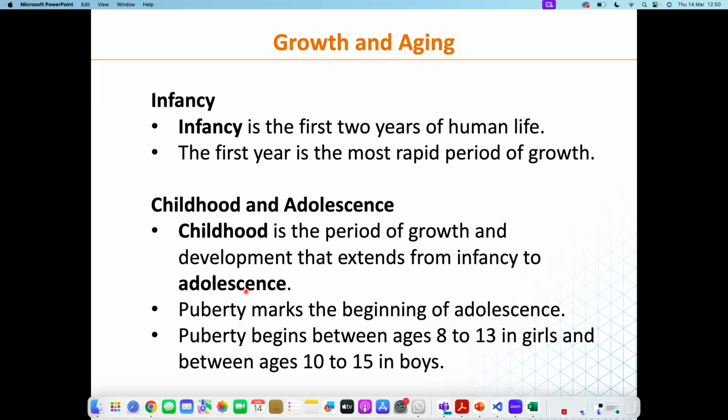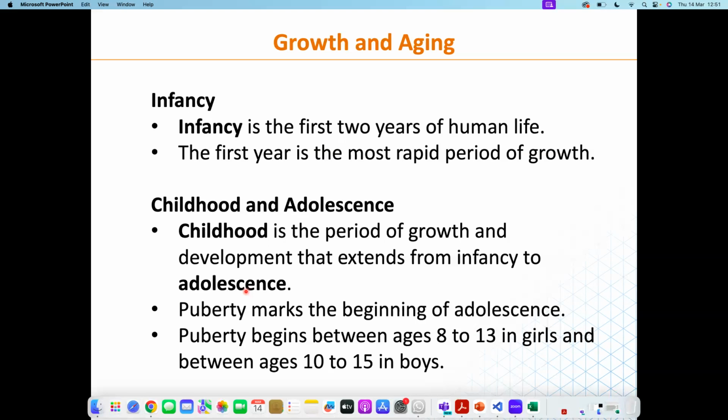Puberty marks the beginning of adolescence. We know the signs of puberty for males and for females. Puberty begins between the ages of 8 to 13 in girls, and in boys from age 10 to 15. That is the reason why girls usually get bigger in size compared to males at a point in time.